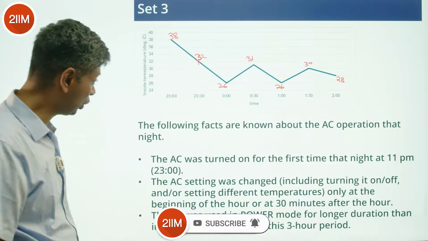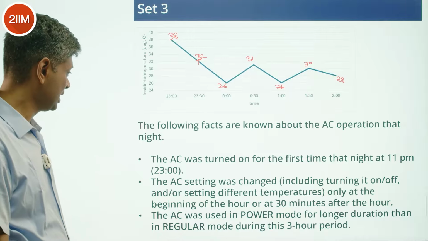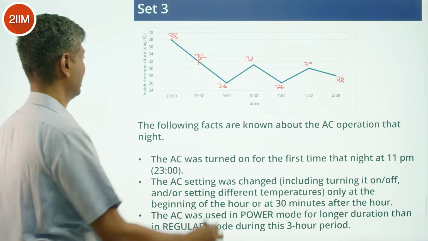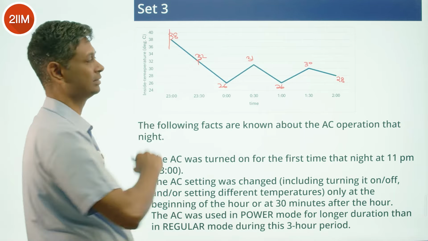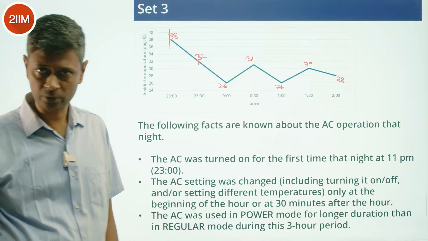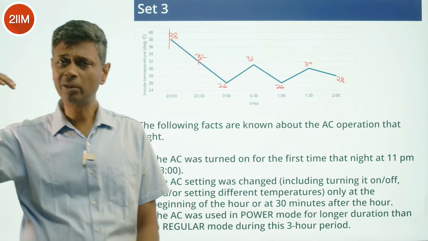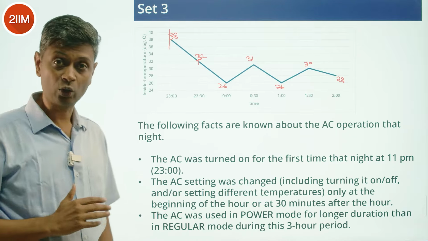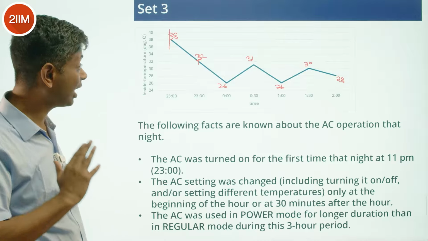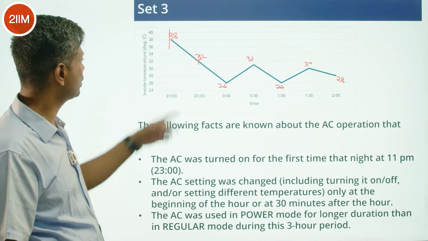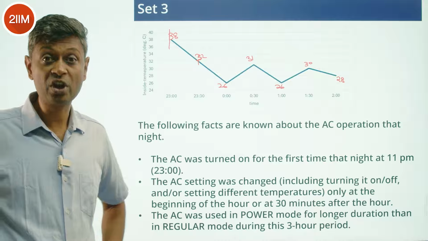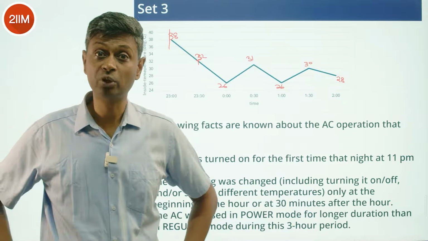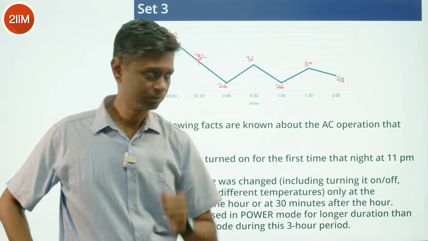The following facts are known about AC operation at night. The AC was turned on for the first time at 11 p.m. At 11 p.m. exactly, 38 degrees Celsius is our temperature. Once it's turned on, the temperature falls to our target temperature. It's either in half an hour or 1 hour depending on the mode. If it kept it at power mode, it would have reached 32 in half an hour. But the first half an hour could have been in power mode. So it goes from 38 to 32 with a target temperature of 32. One possibility.